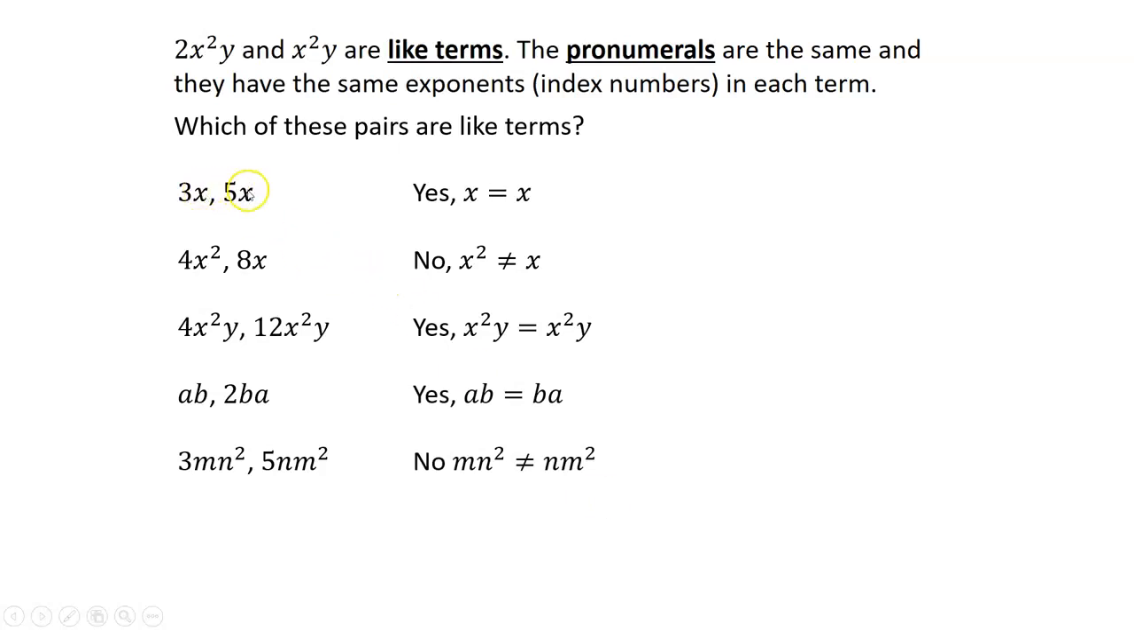These both have an x, so that's fine. These both have an x, but this is an x squared and this is x to the power of 1, so these are not like terms. These are both x squared y. These are both ab. These are both mn, but in the first one it's the n that's squared, in the second one it's the m that's squared, so these are not like terms.